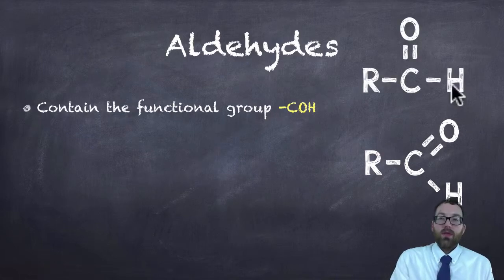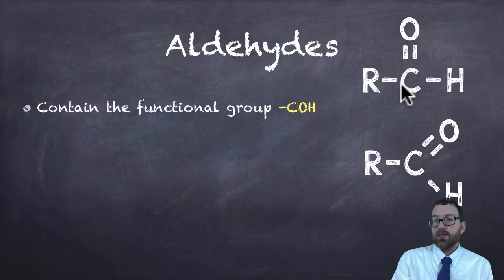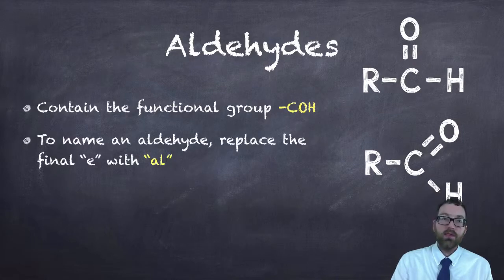So you can draw it 2 ways. So this is one way showing the probably more correct angles in 2 dimensions. This is another way, perfectly correct way to draw it as well in 2 dimensions. So you may see these interchangeably. Don't get confused. It's still the same thing. COH or C double bond O single bond H for both of these.